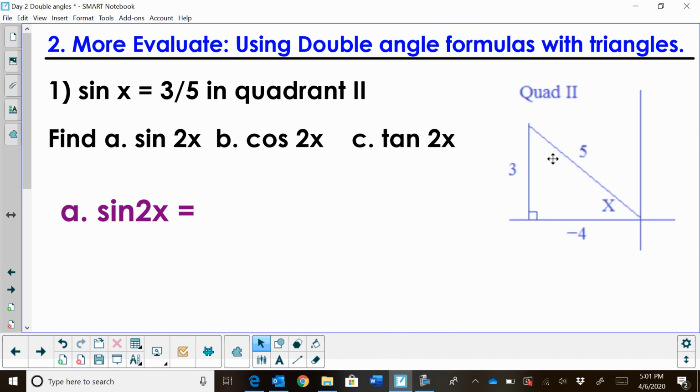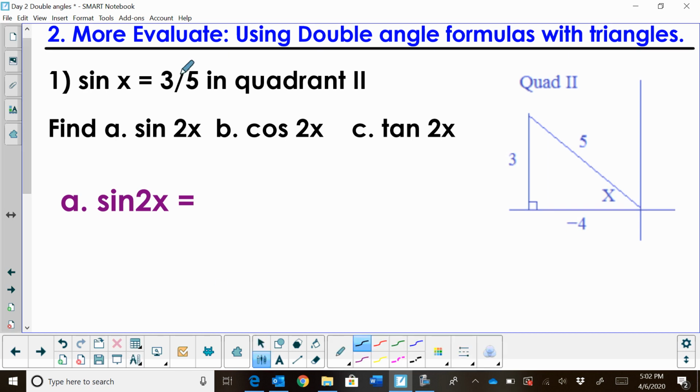And here we are in quadrant 2 with the triangle and the reference angle of x with a sine of 3/5. Now, we want to find the sine of double this angle x. Well, this angle x, if I double it, it's going to end up way over here somewhere. Okay? It's going to either be in quadrant 3 or 4. I'm not sure exactly where, but it's going to be a larger angle.